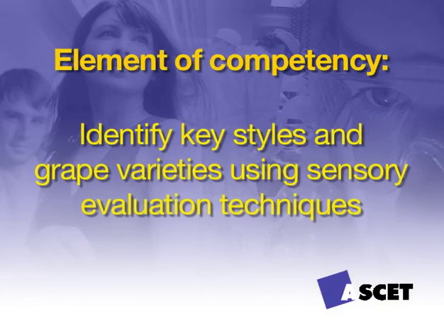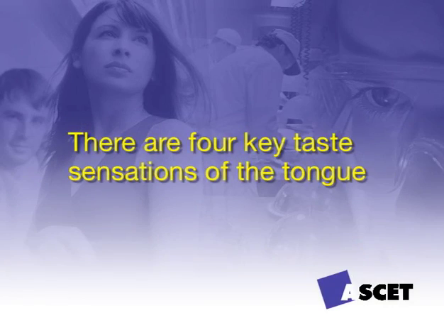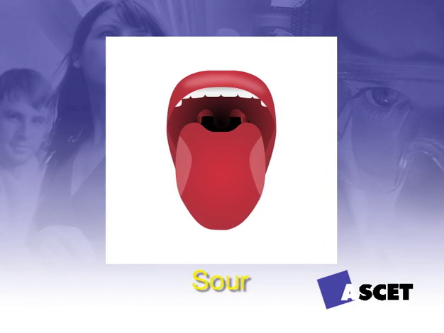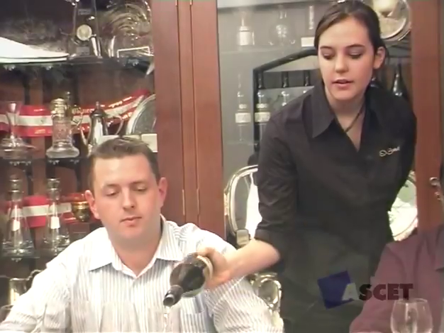Identify key styles and grape varieties using sensory evaluation. There are 4 key taste sensations of the tongue that can be identified when tasting wine. These are sweet, sour, salty, and bitter. Make sure you follow the correct tasting procedures using sight, smell, and taste.